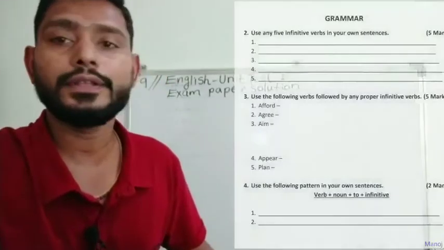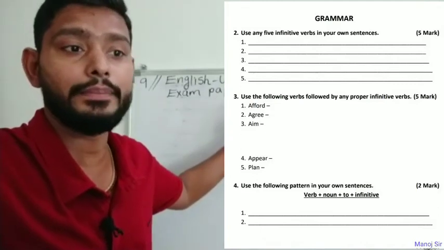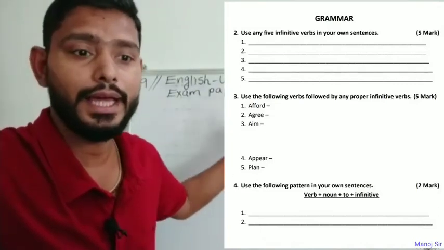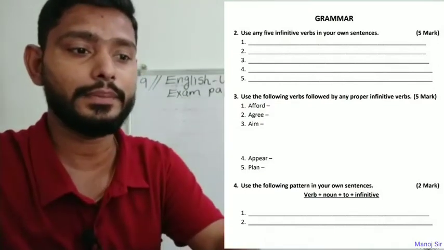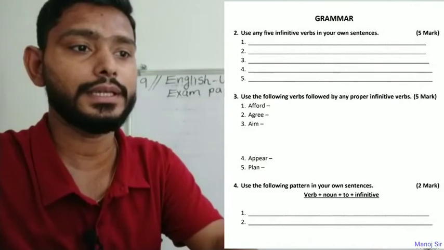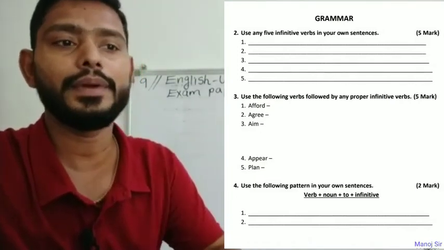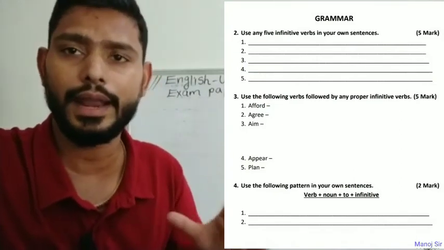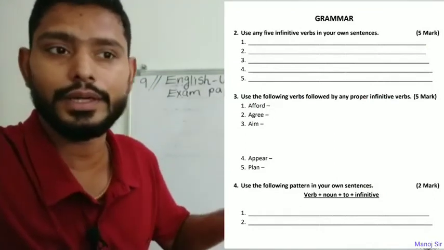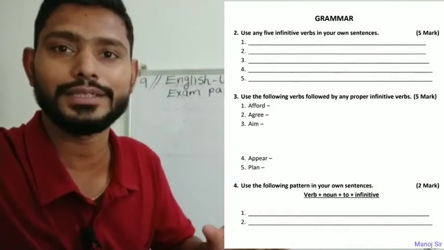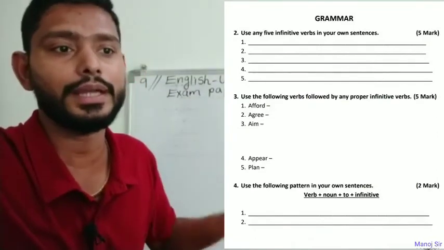Okay, so the fourth question that you can see here: use the following pattern in your own sentence. And this pattern I think I have discussed in detail. What is the pattern here? Verb plus noun plus to plus infinitive, है ना. इसके रिलेटेड मैंने आपको आई थिंक लेक्चर नंबर 8 और 9 में बहुत डिटेल में डिस्कस किया था, है ना. It was a long lecture and I hope you understood everything that I have discussed in that particular lecture.